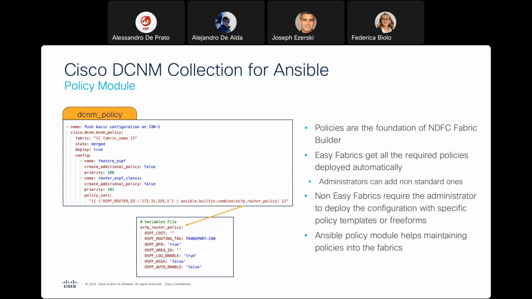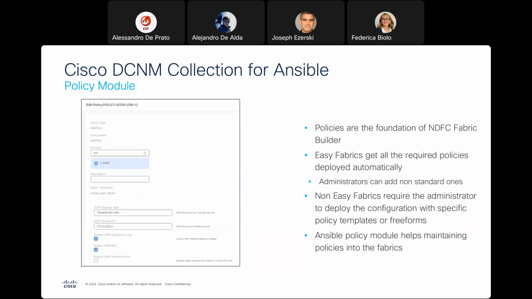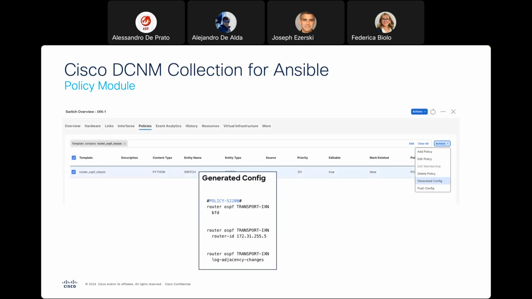Now, what am I doing here? I'm combining a variable statically defined in the playbook together with another set of variables defined outside, which are common to all the OSPF router configurations that I want to attach to the fabric. The translation of this playbook will look like this in NDFC. It's going to look like a policy which is attached to a device, a policy template using the router OSPF classic template with all the parameters that I have specified before. And the final iteration of all this is the following one, the generated configuration.